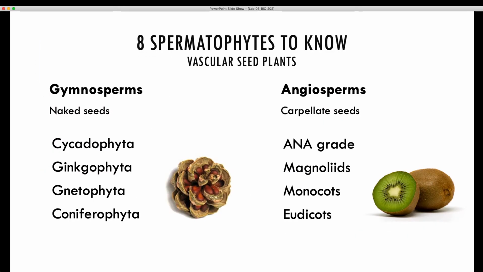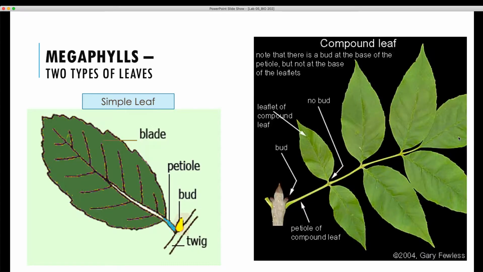So we're going to talk about 8 different groups of spermatophytes, and we're going to start with our gymnosperms. These are the 4 groups of gymnosperms that you're responsible for knowing. The angiosperms, there are 4 groups here that you're also responsible for knowing. So we'll start with the gymnosperms, which, as I mentioned before, are our naked seed plants. And then our angiosperms, we have carpellate seeds, which are just inside of fruits.